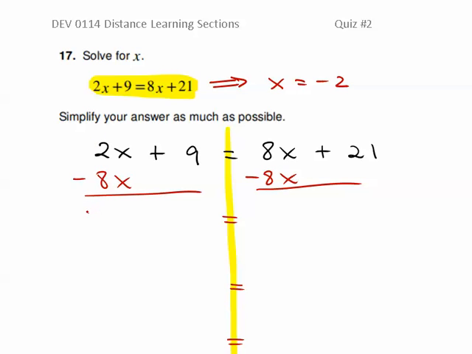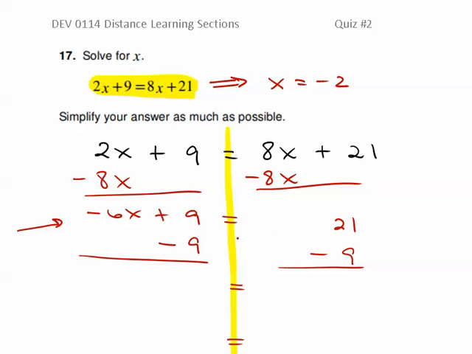We have 2x minus 8x is negative 6x. Bring down the plus 9. On the right-hand side, the 8x's cancel. That leaves us with 21. So now because all of the variables are on the left-hand side, we want to move the constant term to the right-hand side. So in other words, we have to get rid of this plus 9. To get rid of a plus 9, we subtract 9. If we subtract it on the left side, we have to subtract it on the right-hand side. That leaves us with negative 6x on the left-hand side. The plus 9 minus 9 will cancel, and then that leaves us with 21 minus 9, and that gives us 12.